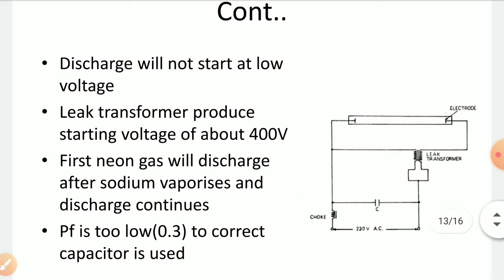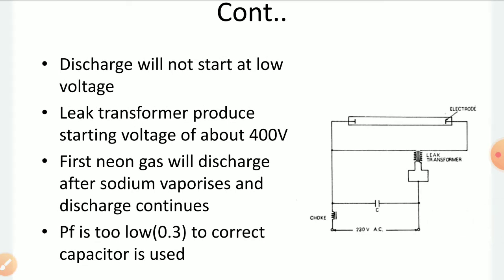vapor lamp. The working principle of the mercury vapor lamp is also similar, and the construction of the mercury vapor lamp is also similar, but the difference is, in case of sodium vapor lamps you will find the sodium vapors, whereas in case of mercury vapor lamps you will find the mercury as a medium to produce the light.